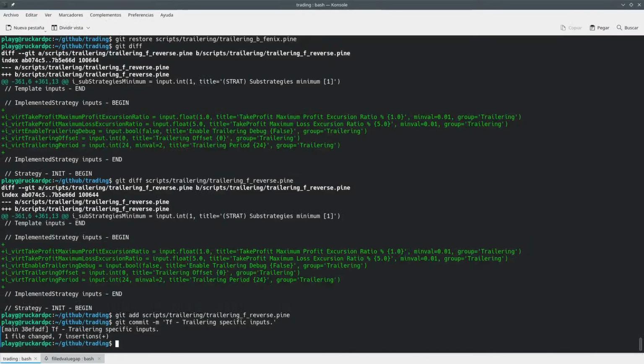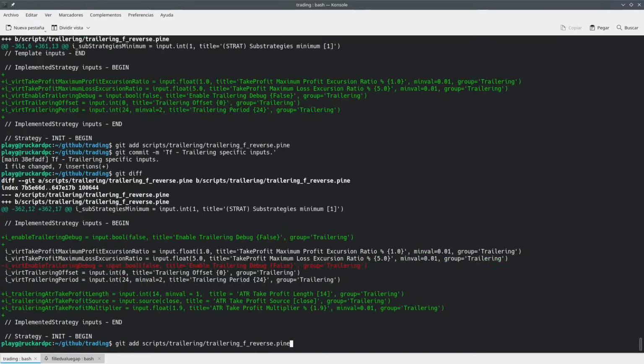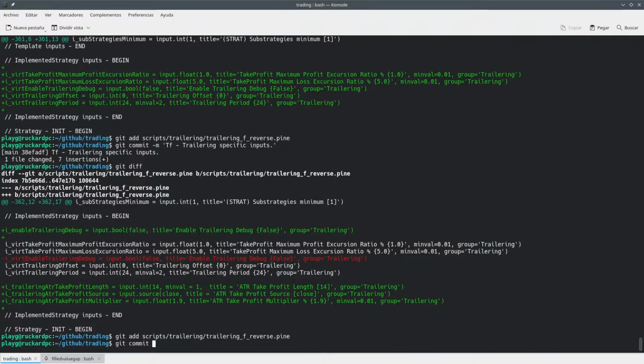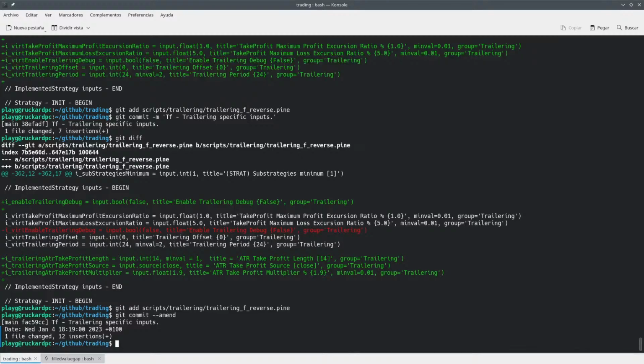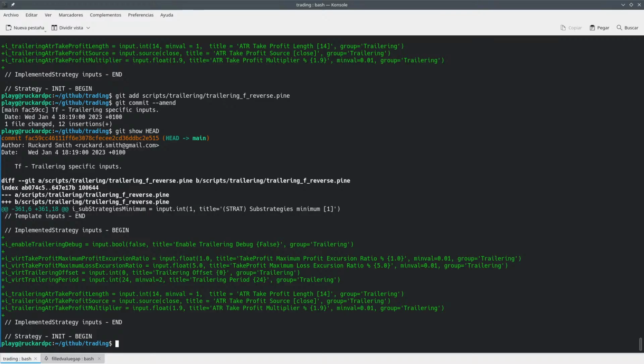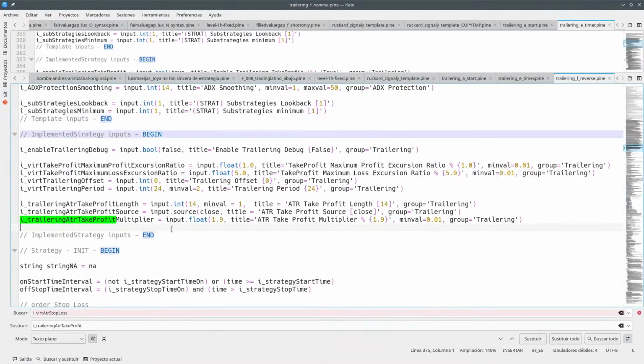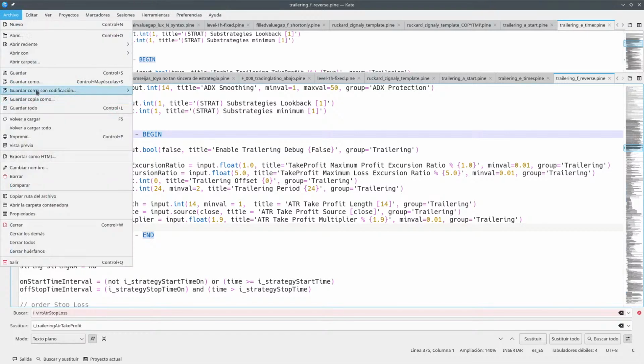So we should be able to just add this and fix commit. That's it. So now we have everything in a single commit, which is nice. So this is the ATR take profit that needs to be reached by long and short queries. If it's not reached, then we don't care too much. We just try another one or whatever.